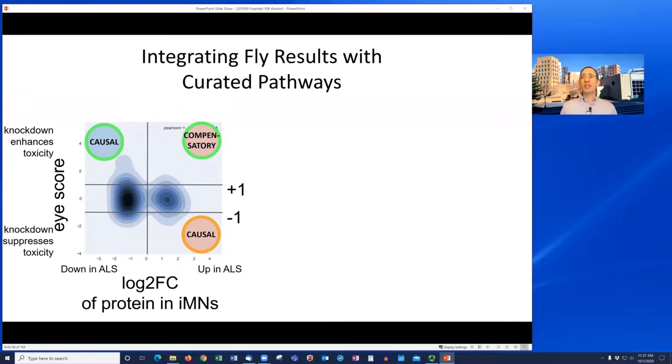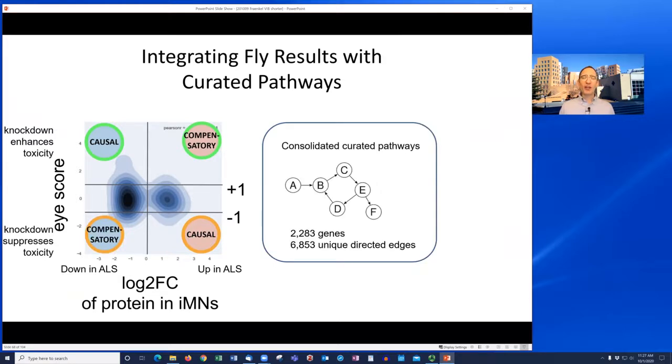And that would mean that potentially knocking it down in the person would be a bad strategy. Maybe you would need to activate it. So we can distinguish between causal proteins and compensatory proteins in our networks. So what we did was Tom's lab gathered quite a lot of fly data. And then Johnny distinguished between the potentially causal and compensatory proteins in all of these.